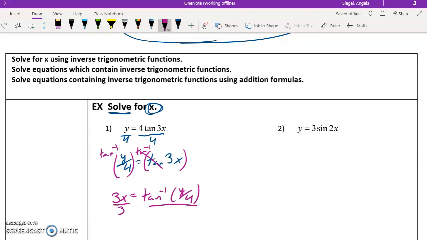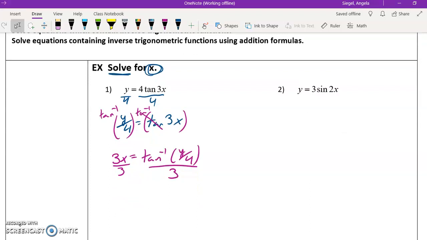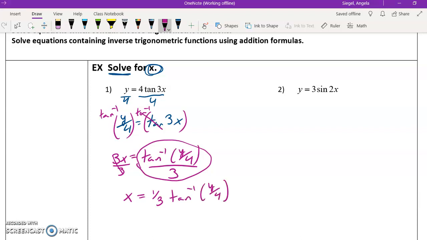And then I'm going to divide both sides by 3. And instead of keeping it like this, I'm going to multiply it by 1/3. It just looks a little bit nicer. Like that. And so this, my friends, is your final answer. So go ahead and do this one. I'll pause and we'll come back and see if we're in the same spot.